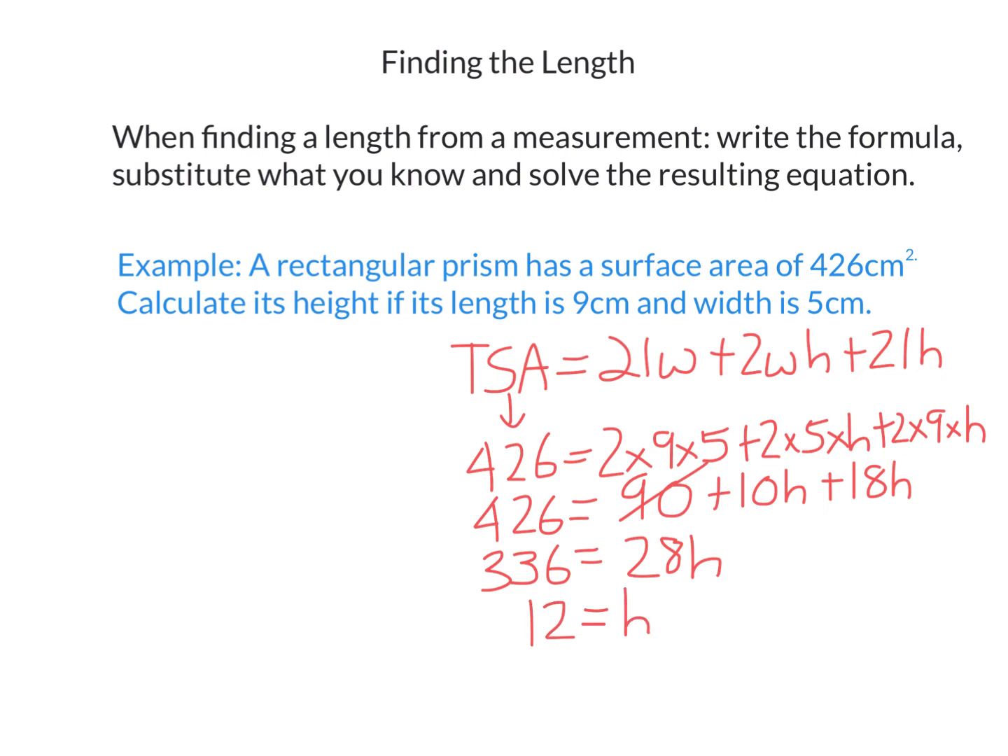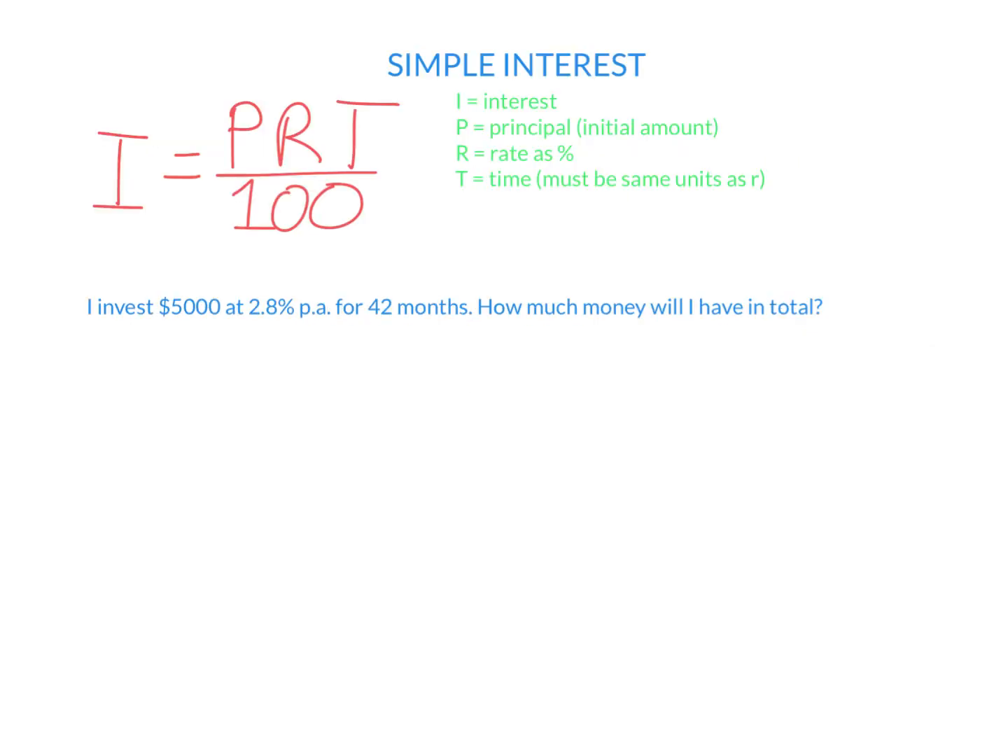Let's now look at some simple interest. So interest is either additional money earned when you invest or additional money that you owe when you borrow. Whether you borrow or invest, the formula for simple interest is the same: I equals PRT over 100, where I is the interest, P is the initial amount, the amount you start with, and R is the rate as a percent. Now, T means time, but it must be in the same units as R. Usually R is given as PA, per annum, per year, so the time must be in years.